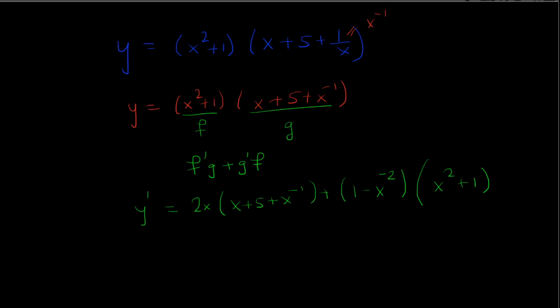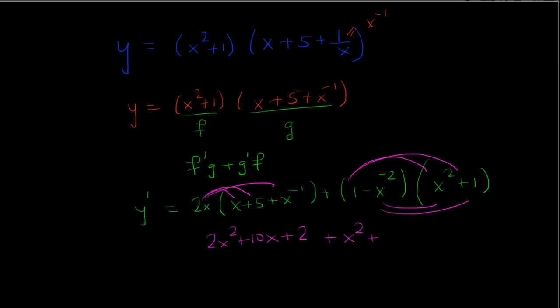This one is interesting to simplify, so I'm going to do it for this problem. I'm going to distribute the 2x to get 2x squared plus 10x plus 2. I'm going to distribute here. I'm going to FOIL it out. I'm going to get x squared plus 1 minus x to the negative second.